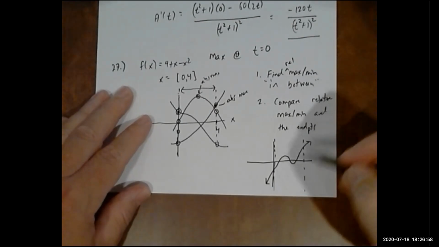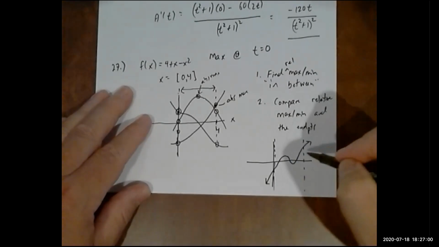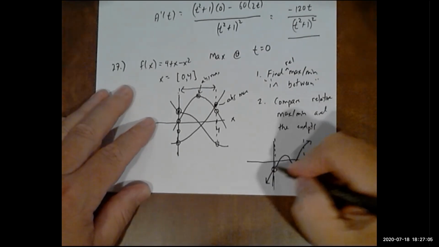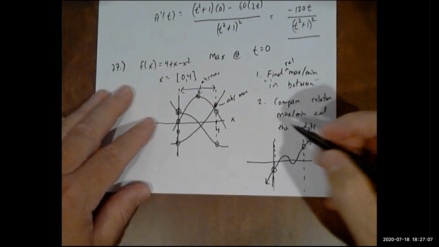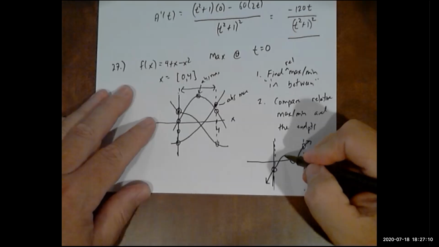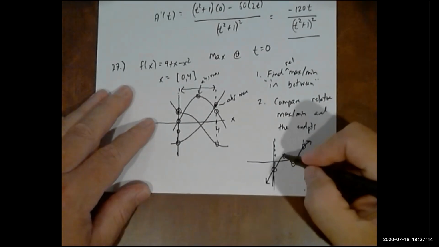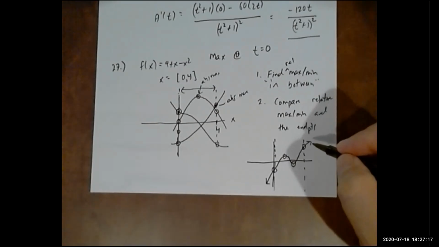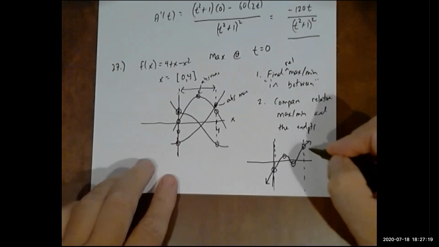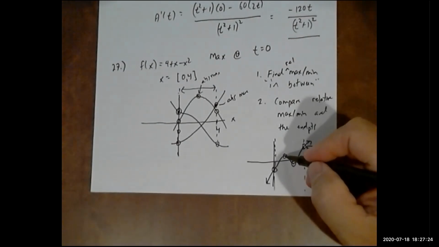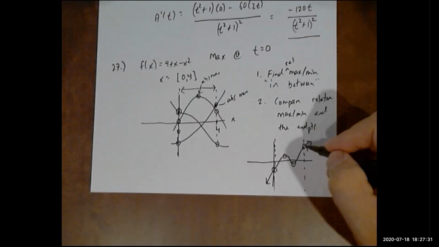What if this was my graph and I'm looking between here and here? So I'm going to compare the endpoints and any maximum or minimums in between. So I would compare this point and this point. Of these 4 points, which is the largest value? This one. So even though we have a maximum in between, the actual value of the function at this relative maximum is less than at the endpoint.